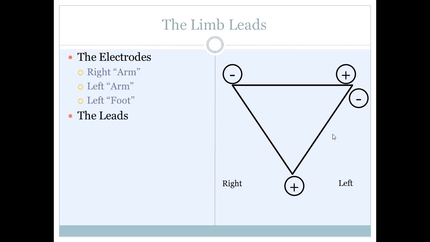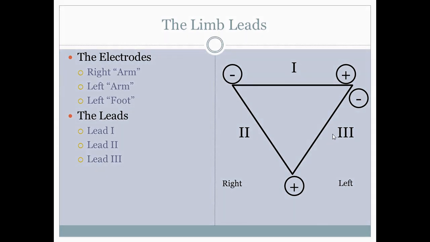Now the leads connect these electrodes. Lead 1 connects the right arm with the left arm electrodes. Lead 2 connects the right arm electrode with the left foot electrode. And finally, lead 3 connects the left arm electrode with the left foot electrode.